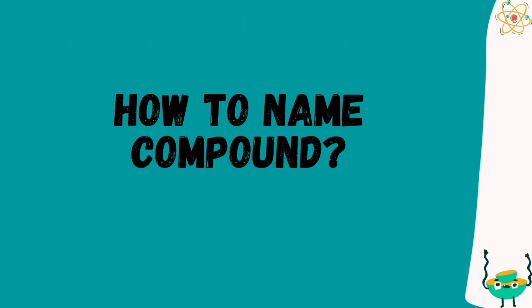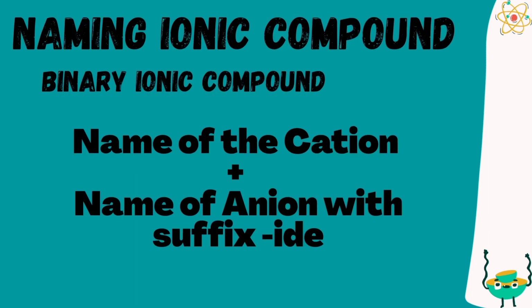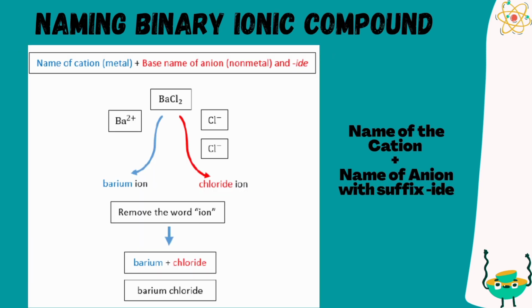How to name a compound? In naming an ionic compound, particularly a binary ionic compound, we just have to use the name of the cation and the name of the anion with suffix IDE. First example, we have BaCl2. Following the format in naming it, we have Ba as barium and Cl as chlorine. The name of the cation is barium and then the anion is chlorine plus suffix IDE, so we have barium chloride.